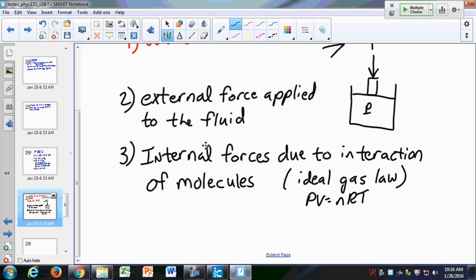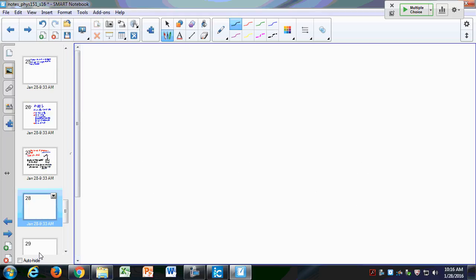All right, we'll look at each of those. Let's look at the weight of the fluid, and then we'll probably wrap up with that. Each of those three: the weight of the fluid, the external force, and then the internal interactions.